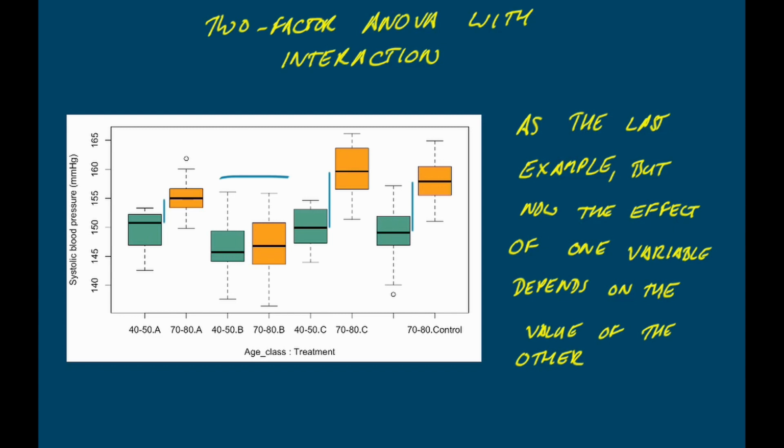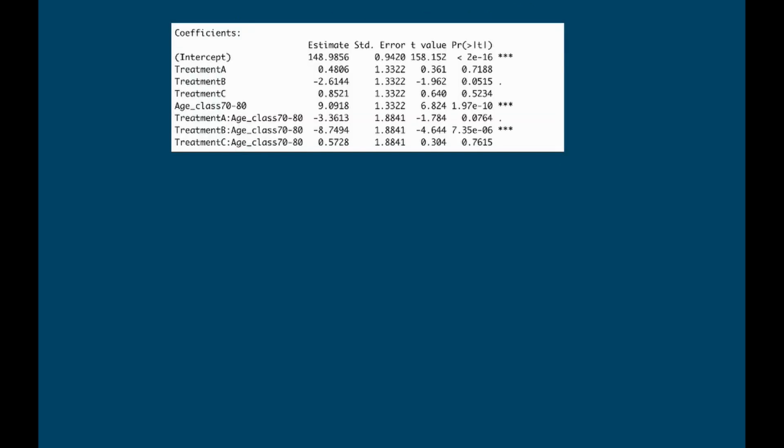So the effect of age appears to be depending on treatment, or alternatively, the effect of treatment appears to be depending on age. And in that case, we need to use an ANOVA with an interaction term to get a proper model of what's happening in our data. And this now gives us a coefficients table like this, which is starting to get rather complicated and intimidating. So what we'll do is talk through what this coefficients table means, and hopefully you'll see how it relates to the simpler coefficients tables that we've been looking at already.